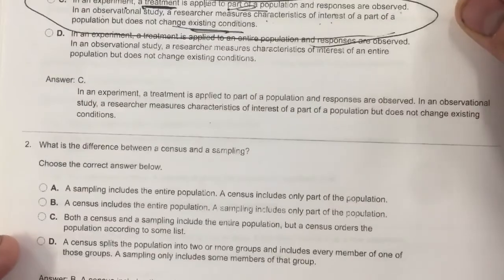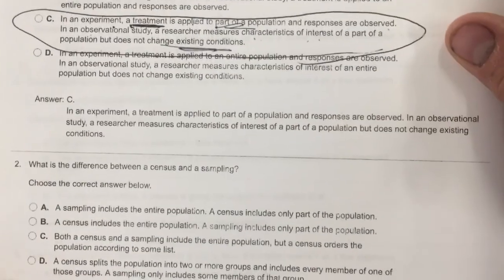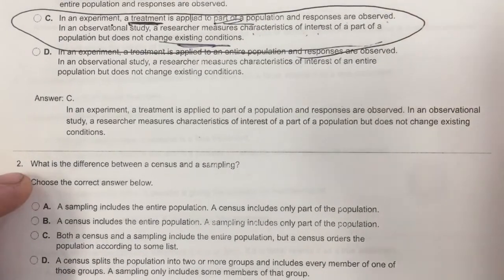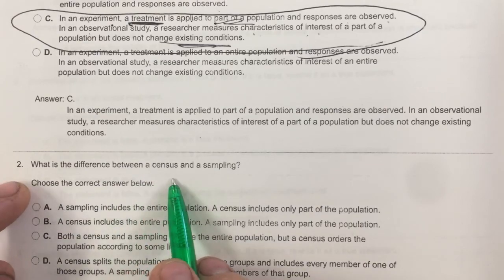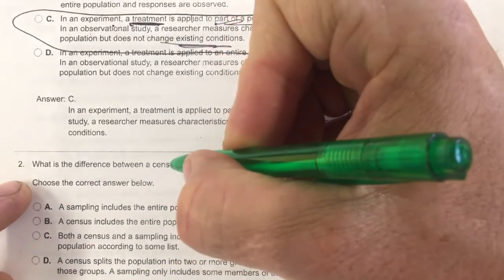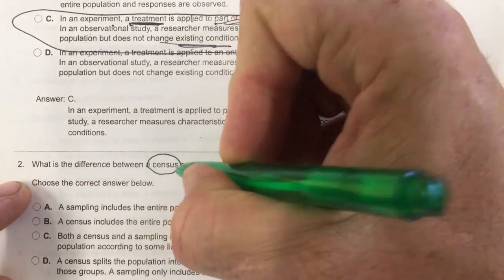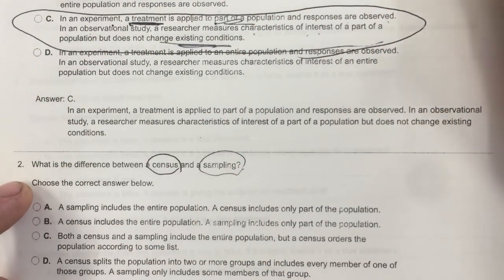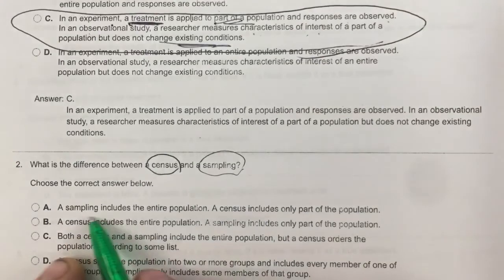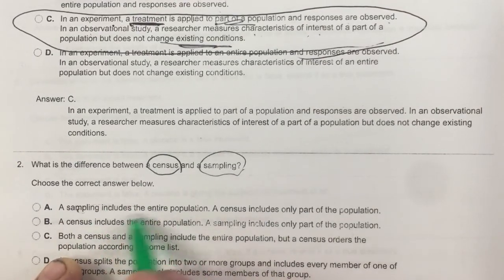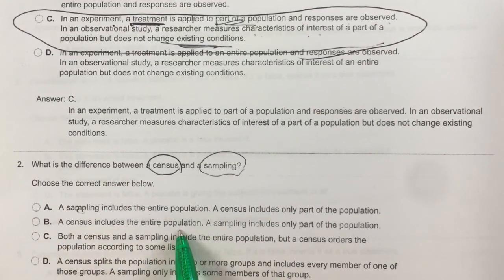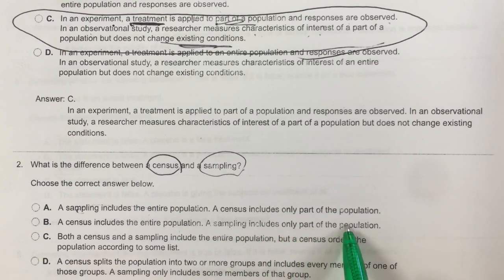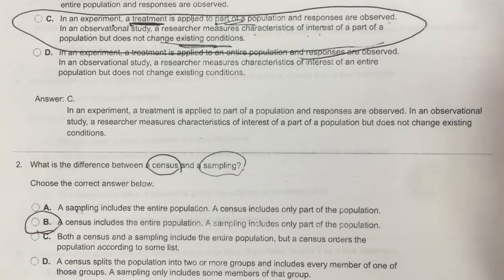Okay, let's go to this next one here. Oh, let's not show the answer. Number 2, what's the difference between a census and a sampling? Now remember, a census is a whole population. A sampling is just part of the population. So a sampling is the entire population? No. Census includes the entire population. A sampling includes only part of the population. That's it right there, B. Okay.